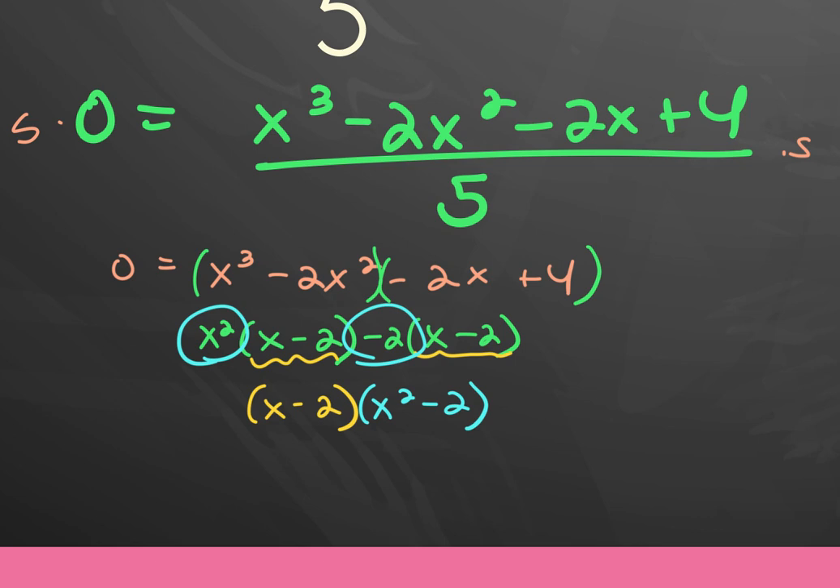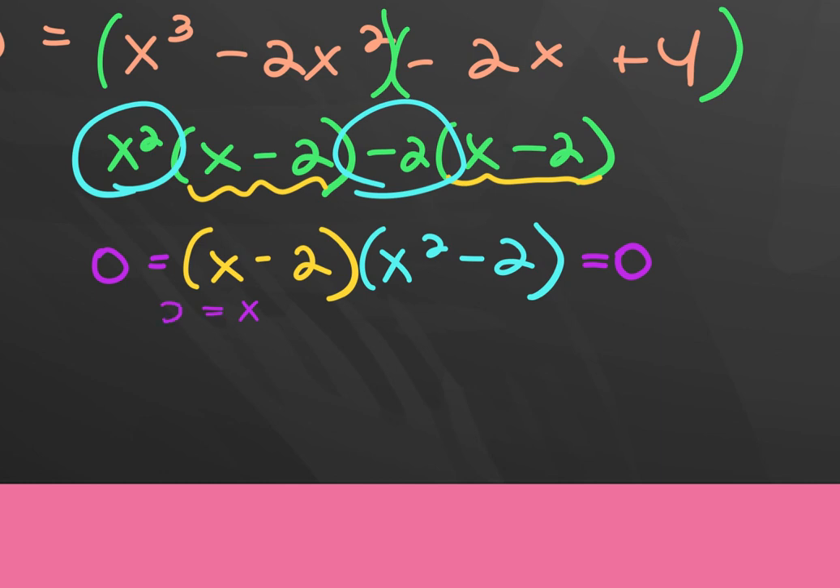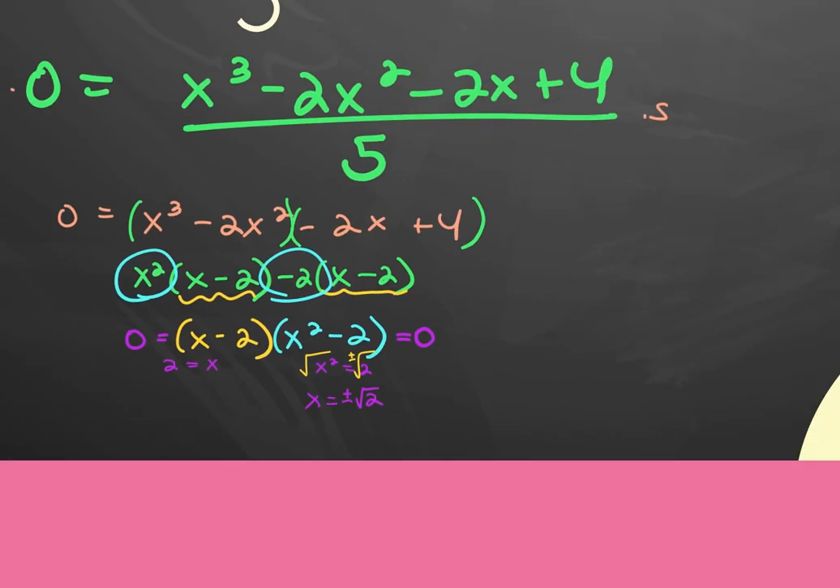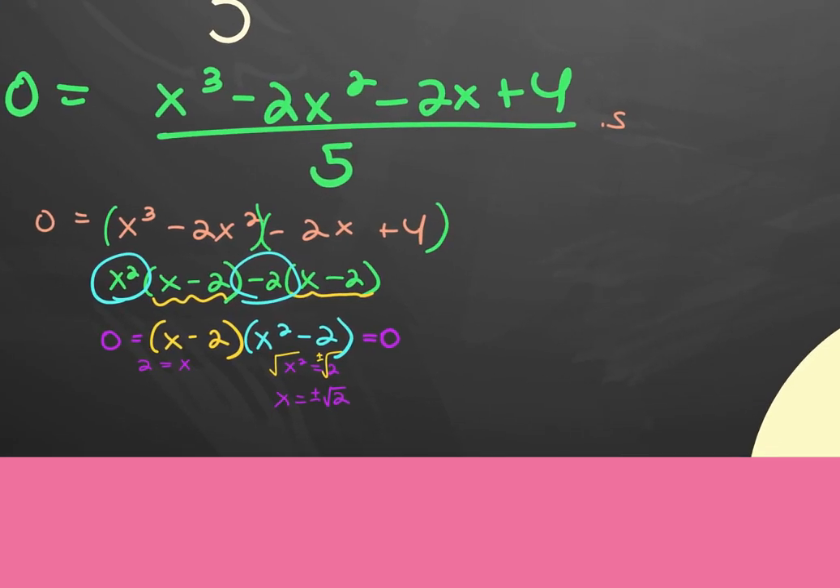Can I factor x squared minus 2? Are they both perfect squares? No. So if it was like x squared minus 4, I would keep going. As it stands, I can't factor it anymore, so this is where I'm going to split and solve. So I get x equals 2 from the first one. And then I'd get x squared equals 2. I have to square root both sides, but I have to remember to do the plus and minus. So I'd get x equals plus and minus square root 2. So in order, that would be negative square root 2, positive square root 2, and 2.